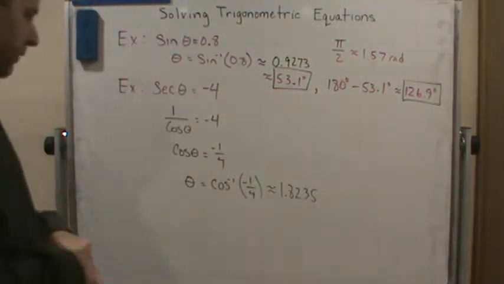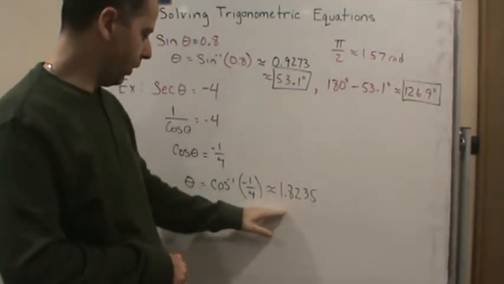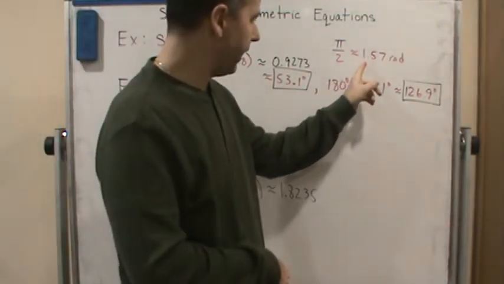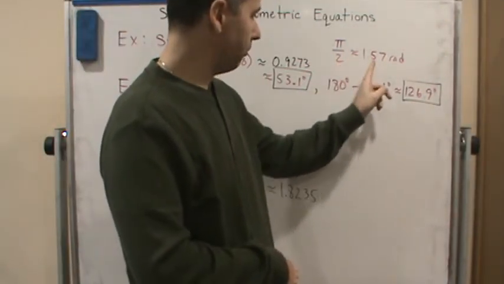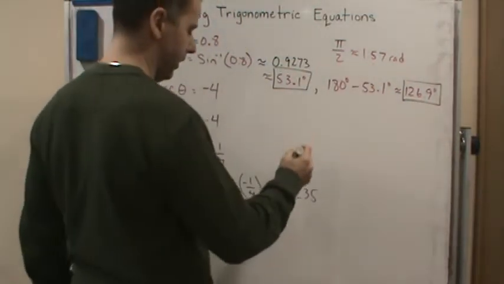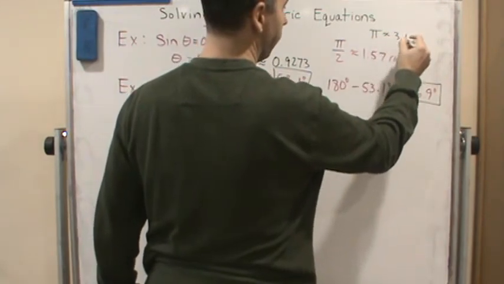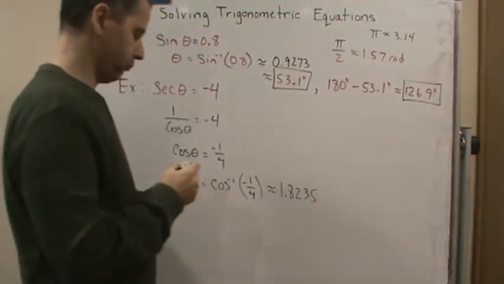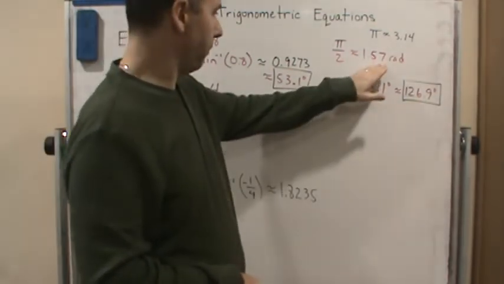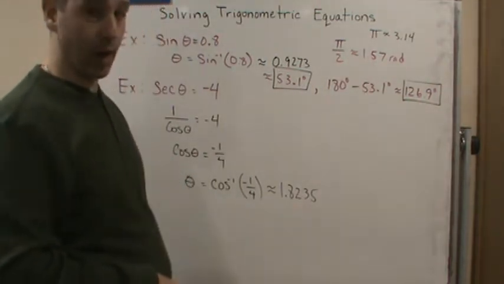Now, to give you an idea, where is this located? What quadrant is this located in? Well, it's bigger than pi over 2, right? But pi, now where's pi at? Pi is approximately 3.14, right? Well, this is definitely in between pi over 2 and pi, which means it's in the second quadrant.